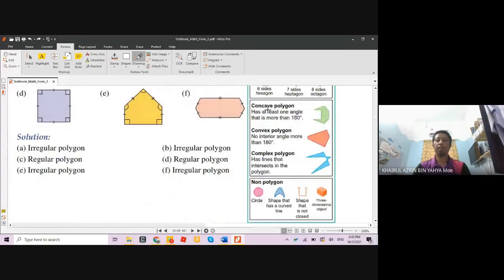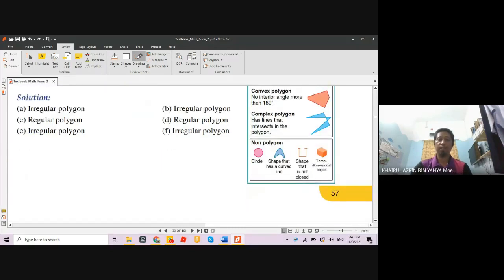We have also concave polygon, shape like this. So this one has how many sides? Let me count here. 1, 2, 3, 4, 5, 6, 7, 8. And this has 8 sides. We call as octagon. Octagon. Okay. We go like this one.